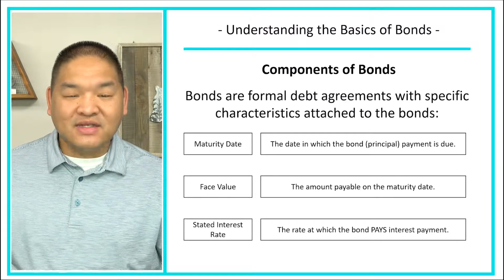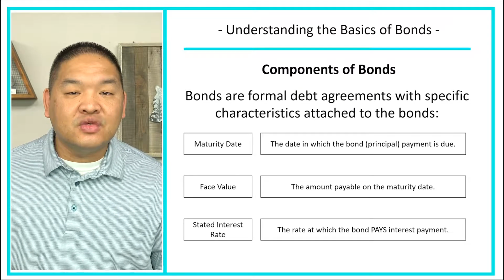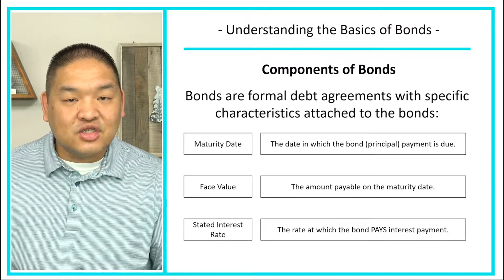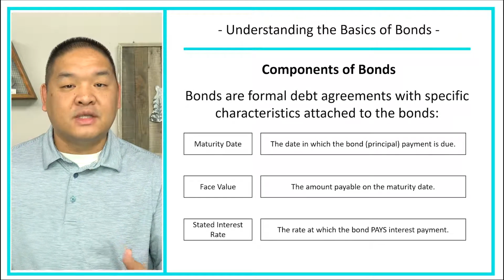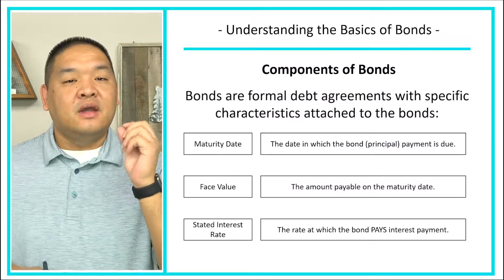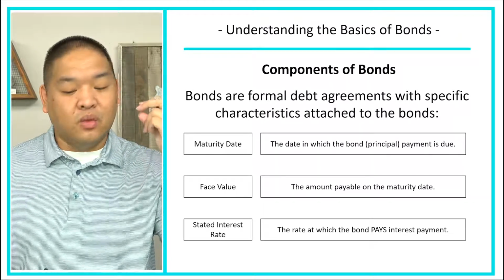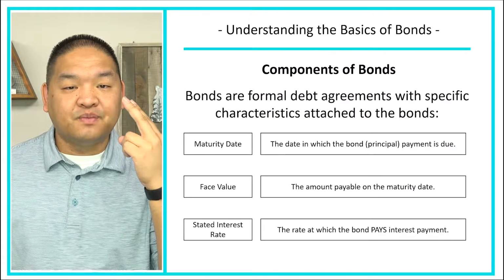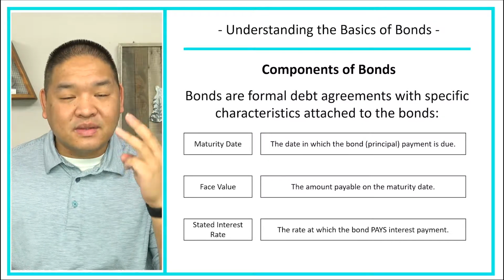The last one here is the stated interest rate. This is the interest rate that interest will be based on for that bond. So on the bond, it will say how much the bond is worth. It will say what the interest rate is, and then what the maturity date is.